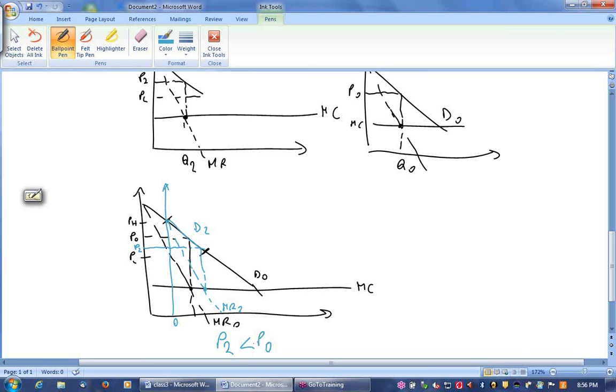Why is this the case? It is the case because the marginal revenue of demand curve 2, the light blue one, is always to the right of the marginal revenue of demand curve 0, so that it will cross the marginal cost curve at a smaller price.